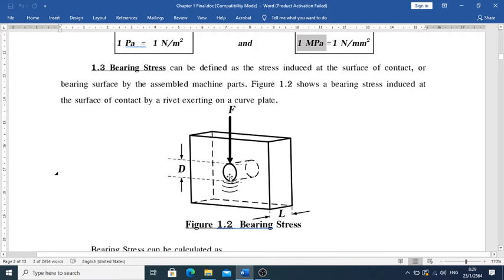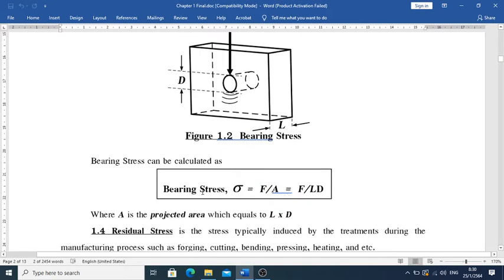Therefore, this has a surface of contact, which is a projected area. So the bearing stress is F over A, where A is equal to the projected area, which is L times D, respectively.